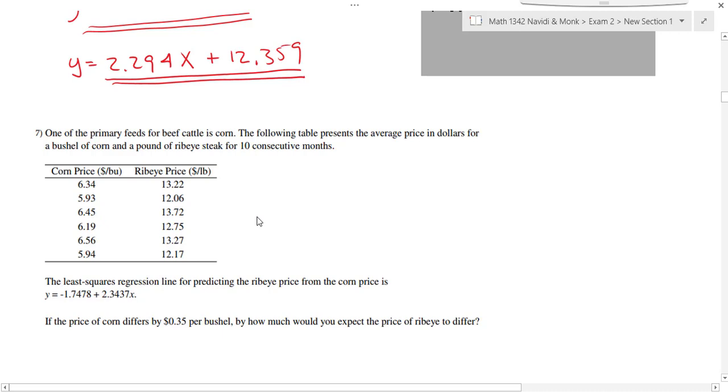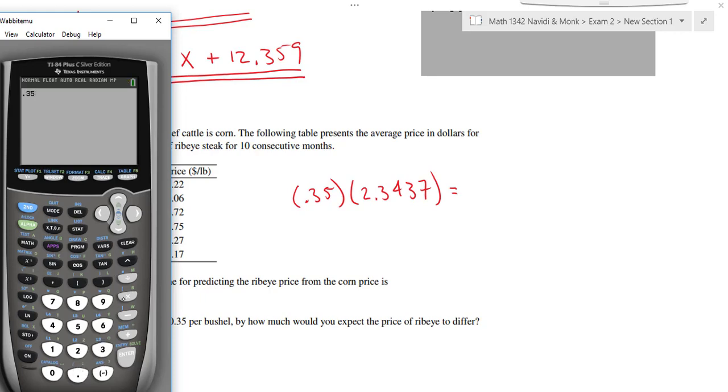How do I use this least squares regression line in order to come up with the answer? X represents the price of corn, and this is the slope of the line. So for each 1 unit increase in X, I'm going to have a 2.3437 increase in Y. That's how you read the slope of this line. So if the price of corn differs by 35 cents per bushel, the answer is going to change by 0.35 times the slope of the line here, 2.3437. It's just 0.35 times 2.3437. And rounding your answer to the nearest penny, you get 82 cents.